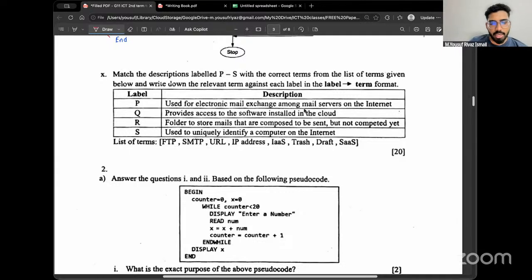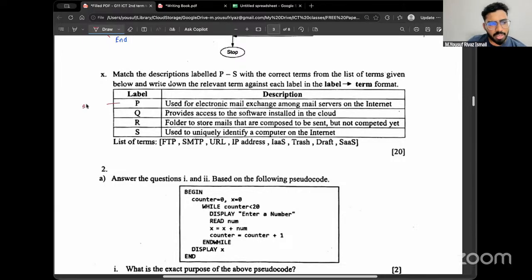Used for electronic mail exchange among mail servers on the internet. Out of the given answers, what is used to exchange emails between email servers? It's a direct answer. It's a protocol. What's the protocol used to exchange emails? Perfect. That's the SMTP protocol.